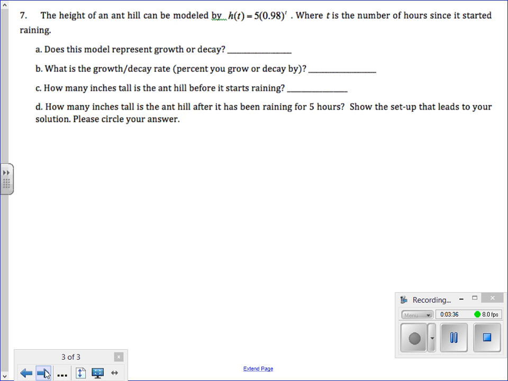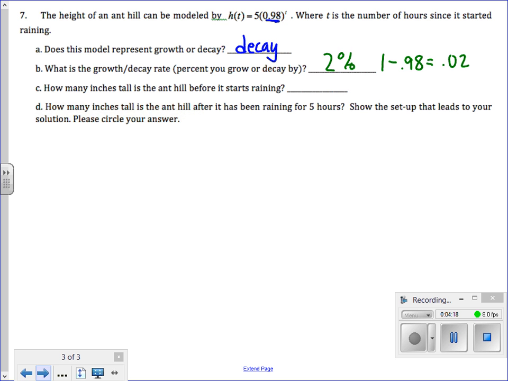Last problem, flip to the back, it's number 7. The height of an anthill can be modeled by h of t equals 5 times 0.98 to the t, where t is the number of hours since it started raining. Does this model represent growth or decay? Well, the growth rate here, 0.98, is less than 1, so this is exponential decay. What is the rate that you're growing or decaying by? Well, since it's decaying, I have to do 1 minus the percent that's left, which gives me 0.02, which is 2%. So the anthill, when it's raining, is decreasing in height by 2% every hour.